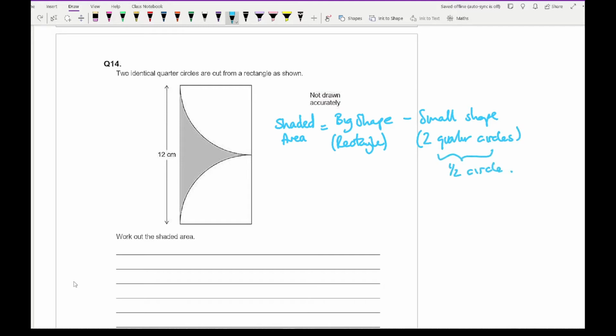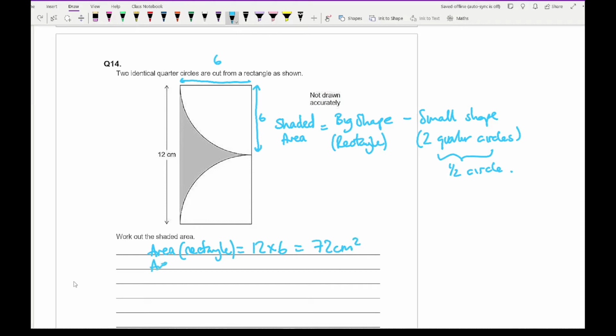So working out the area of the rectangle, because this represents a circle, if this length here is going to be 6 because it's half, that means the base of that rectangle is also going to be 6. So the area of the rectangle is going to be 12 times 6, which is 72 centimeters squared.